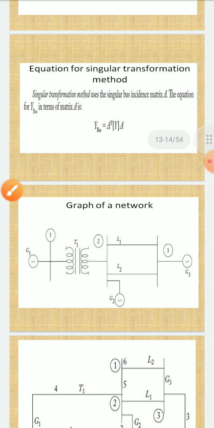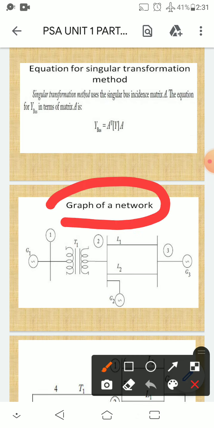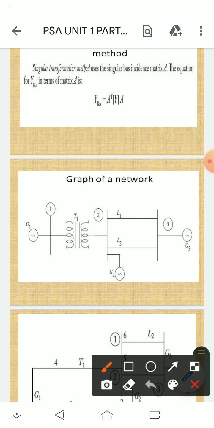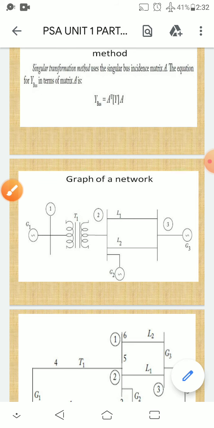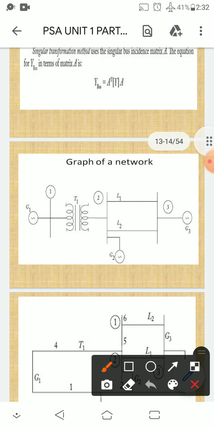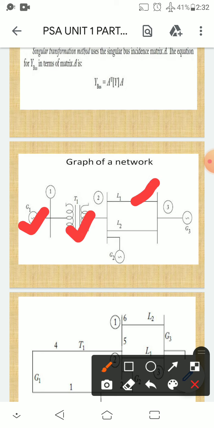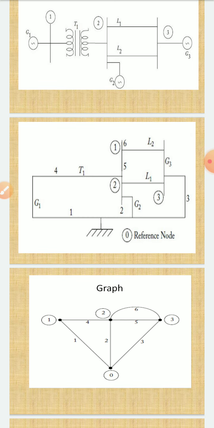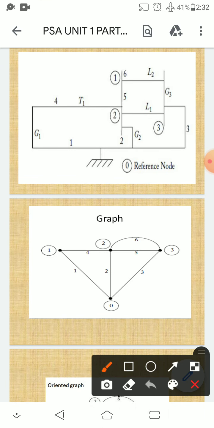Next, this is an example of a graph of a network. How many components do we have in this graph of the network? This is G1, generator 1. This is transformer 1, this is a transmission line, generator 2, and so on. Totally we have 6 components in this graph of the network. This is the graphical representation of all the connected elements. This one is an example of a graph.